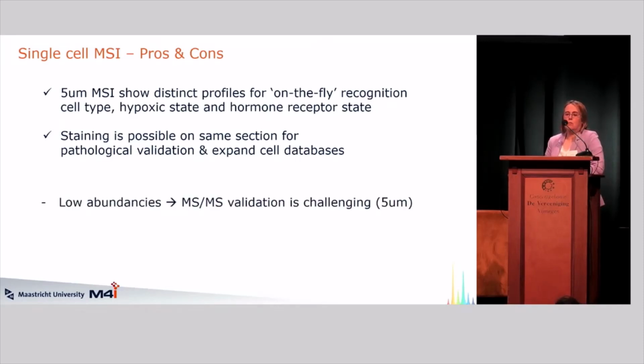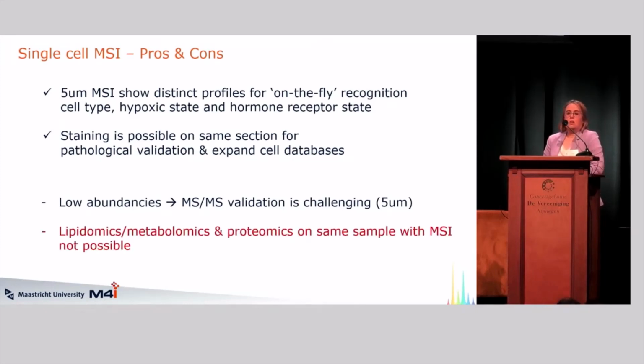Since we work at 5 micrometer, if you want to do an MSMS validation of, for instance, your lipid identity, it's very hard to do at 5 micrometer because the abundances of the peaks are very low. So at the moment, we do it on a bigger spot size, like 20 micrometer. Then we have abundances high enough to do MSMS. But of course, if you have small cells, it's not single cell anymore.